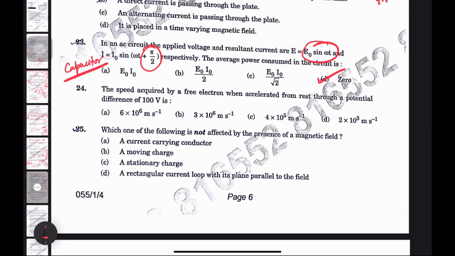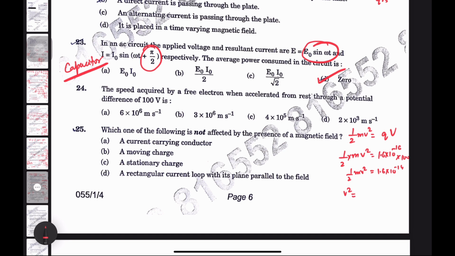The speed acquired by a free electron when accelerated from rest through a potential difference of 100 volt is, we have to calculate the amount of speed which is acquired by the electron when it is accelerated through a potential difference of 100 volt. That is, we have to apply the formula half mv squared energy is equal to q into V. So half into mass of electron, I will put m over here right now, v squared is equal to charge on electron 1.6 into 10 raised to power minus 19, and the potential is 100 volt, multiplied by 100. So we have 1.6 into 10 raised to power minus 17 is equal to half mv squared.